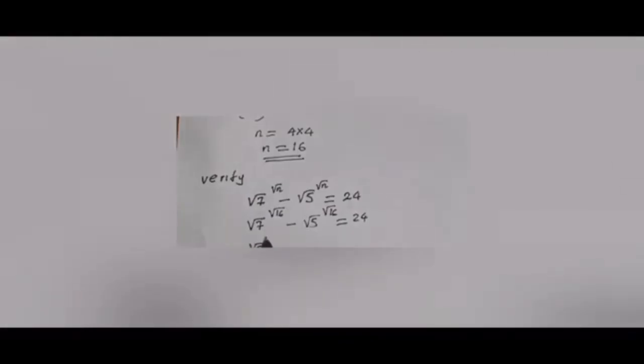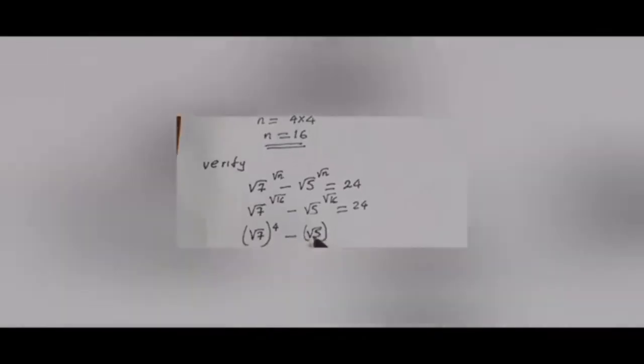This is the same as 4, taking the positive value. Again here, we know square root of 16 equals 4. This is equal to 24.